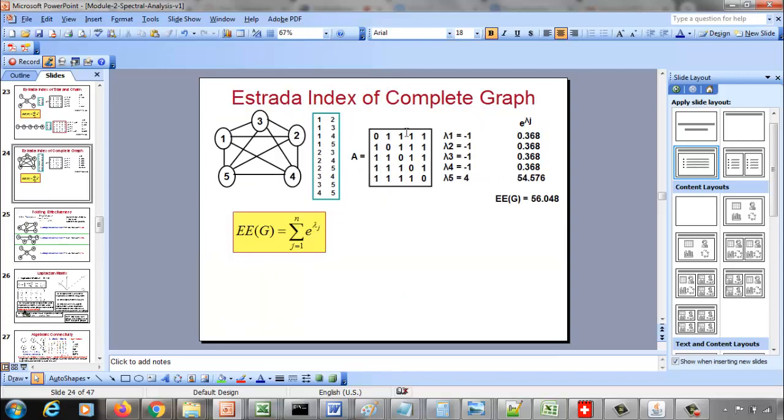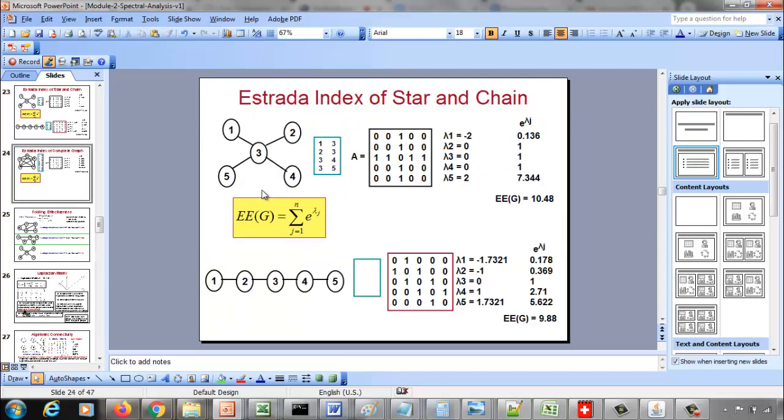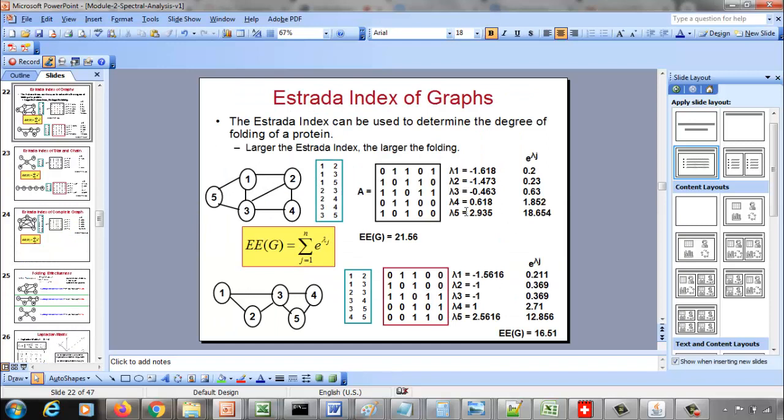Once you know that, you can draw a complete graph like this, then generate this adjacency list, feed it to the spectral analysis code, and compute the eigenvalues, e to the power of those eigenvalues, sum them up. So once you know the number of vertices in a given graph, you could get the Estrada index for a complete graph with the same number of vertices. Then for the actual graph, go ahead with the same process of computing the eigenvalues and e to the power lambda eigenvalues and sum them up. That's the Estrada index for the given graph. That's the raw graph. Okay.